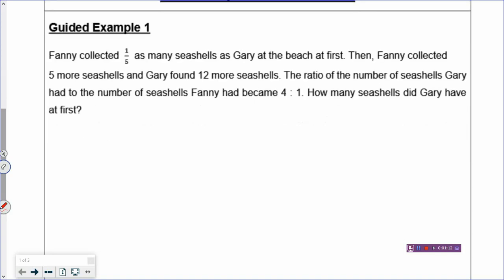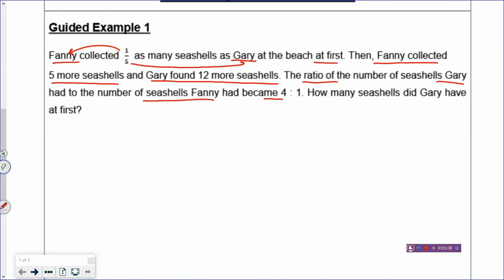Now, Fanny collected 1/5 as many seashells as Gary at first. Then Fanny collected 5 more seashells and Gary found 12 more seashells. The ratio of the seashells Gary had to the seashells Fanny had became 4:1. So it's a before and after problem. How many seashells did Gary have at first?